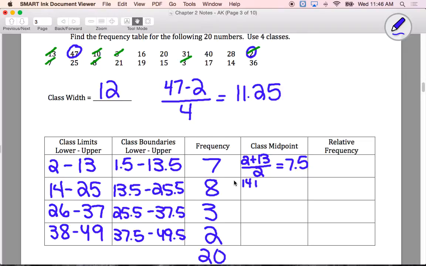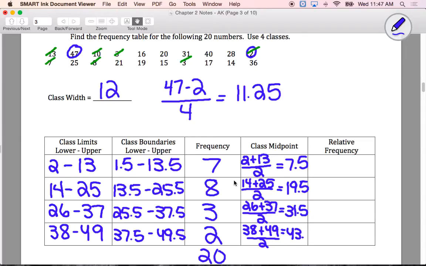So I've got 14 plus 25, divide by 2, 26 plus 37, divide by 2, 38 plus 49, divide by 2. So my midpoint should be 19.5, 31.5, and 43.5.